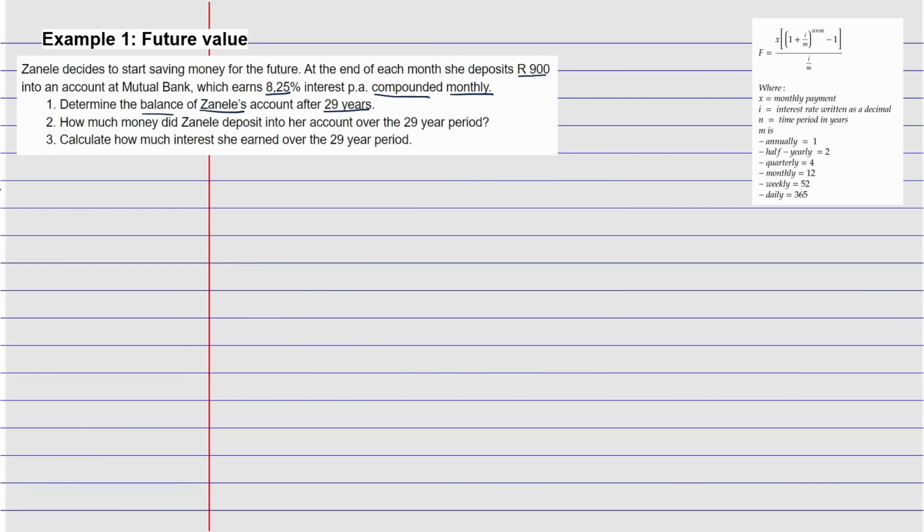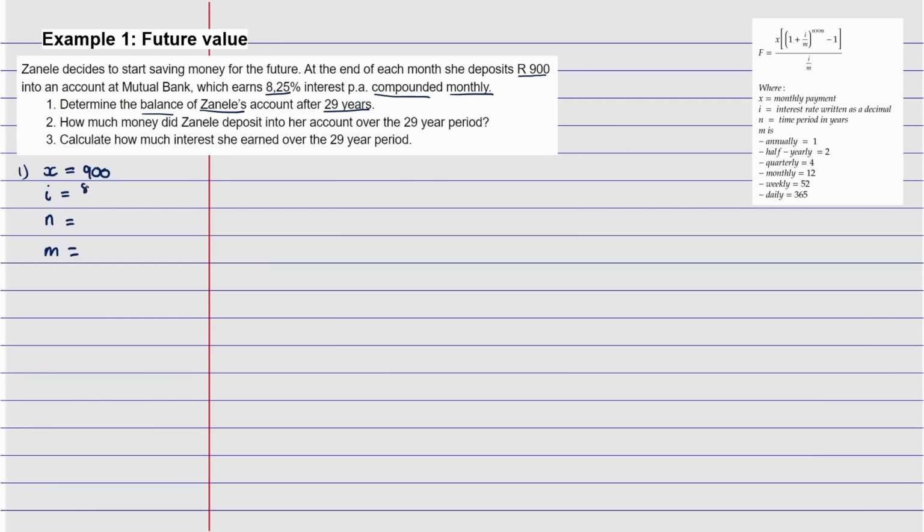So now for the first one, let's write all the information that we have. We know this is the formula, so we need to know what X is. In our case, X is 900 Rand. So let me write everything: X, I, then N, then M. So let's substitute. Then our interest rate is what?